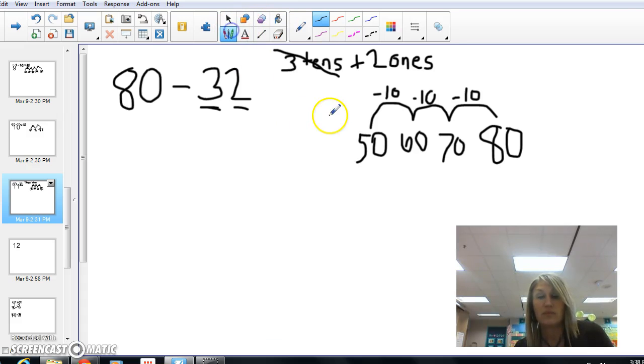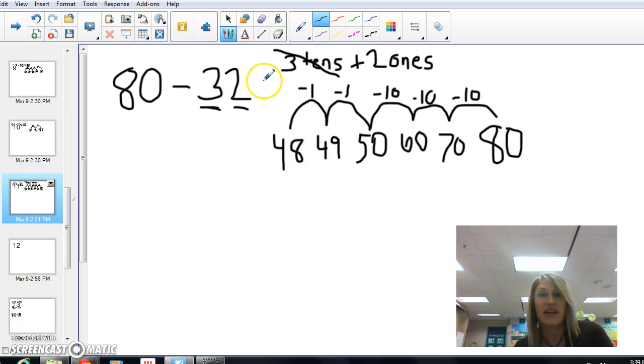So we're going to go back, how many? 2. 1, 2. And I'm going to notate that at the top, minus 1 here, so I don't forget. So 1 less than 50 is 49, and 1 less than 49 is 48. And now I have my answer to this problem. 80 minus 32 equals 48. And I've used my 1s, so I can cross it out.